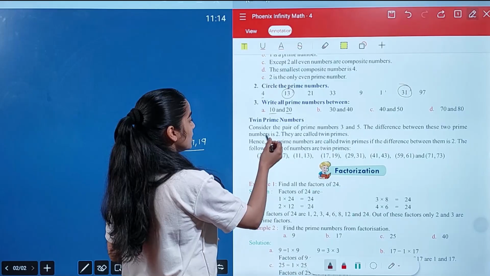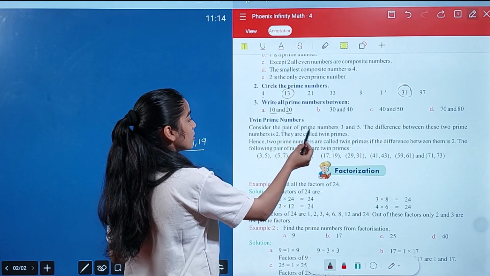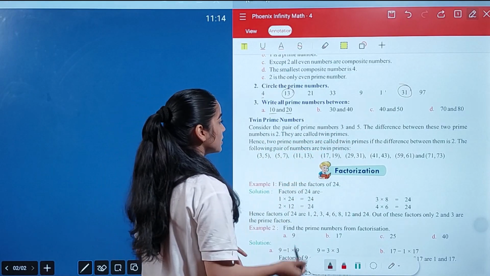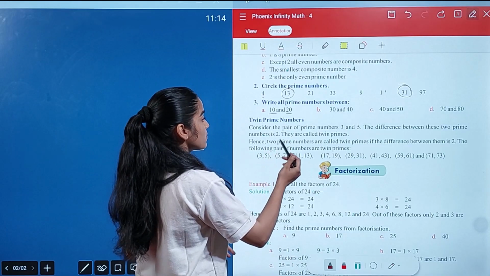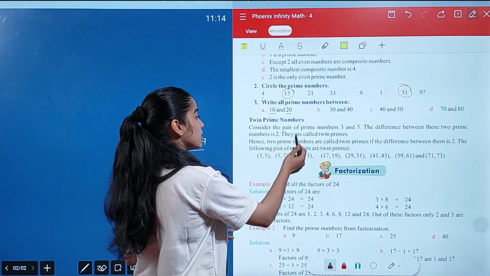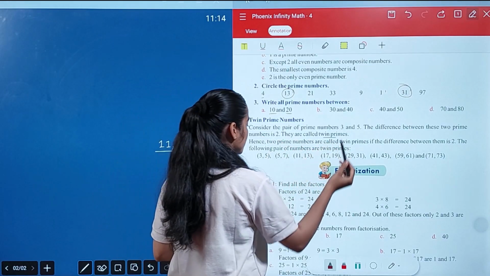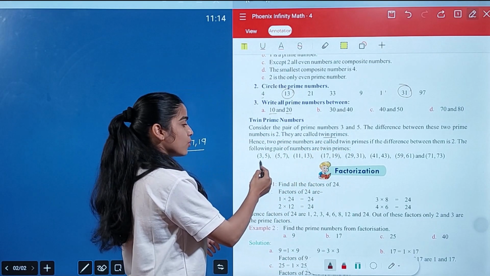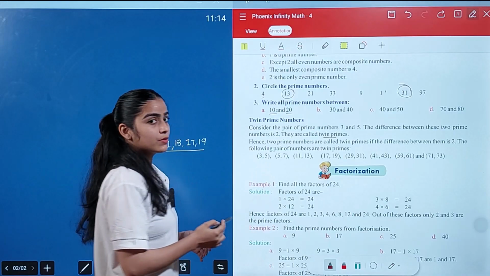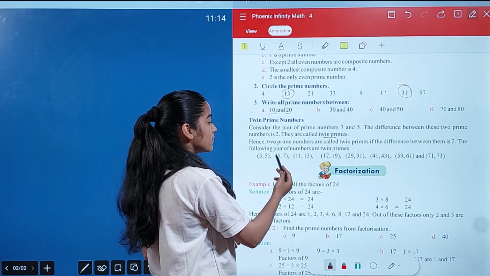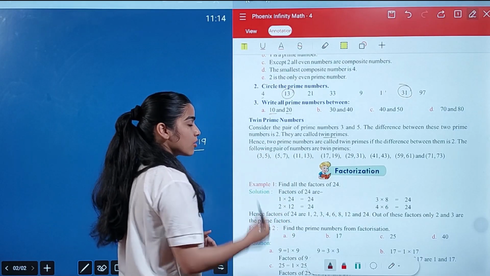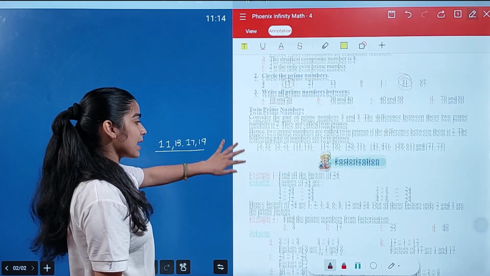Now we have twin prime numbers. Consider the pair of prime numbers 3 and 5. The difference between these two prime numbers is 2. They are called twin prime numbers. For example, 3 and 5 are both prime numbers, and the difference between them is 2. 5 and 7 are both prime numbers, and the difference between them is 2. So these are called twin prime numbers.